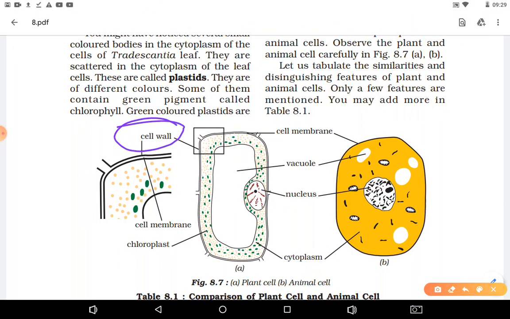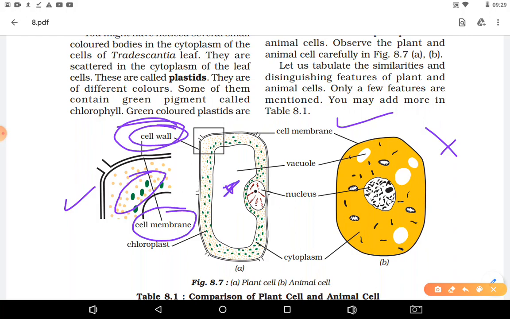Cell wall. Animal cells don't have the cell wall, they have only cell membrane, whereas the plant cell contains the cell wall also, on the outer side, and on the inner side they contain the cell membrane. This is the structure they also contain extra, that is the plastid, and this structure they contain extra, that is the vacuole. So these are the four major differences between the plant cell and the animal cell.